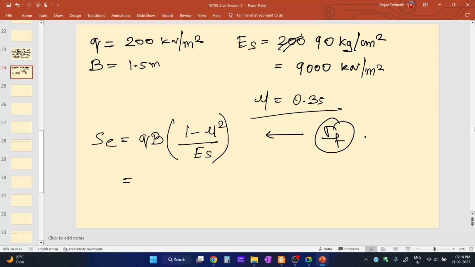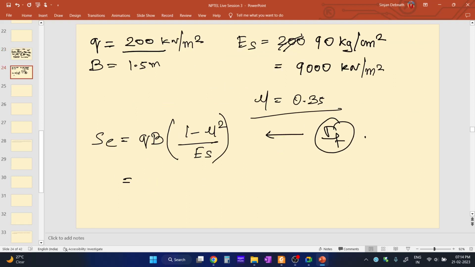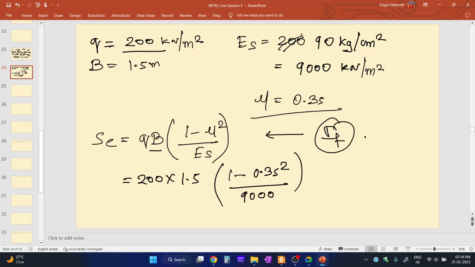So Q is 200. The breadth is 1.5 meter. 1 minus mu square. What is mu? Mu is 0.35, 0.35 square. What is ES? ES is 9000. Here we are considering a rigid footing.